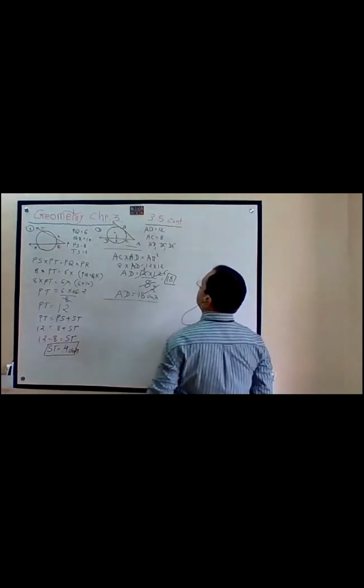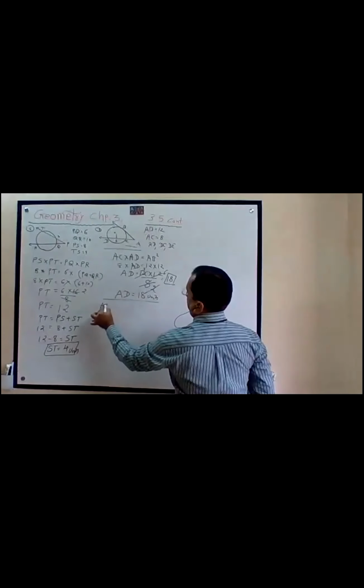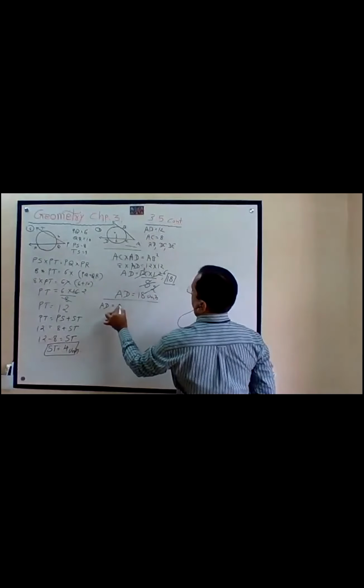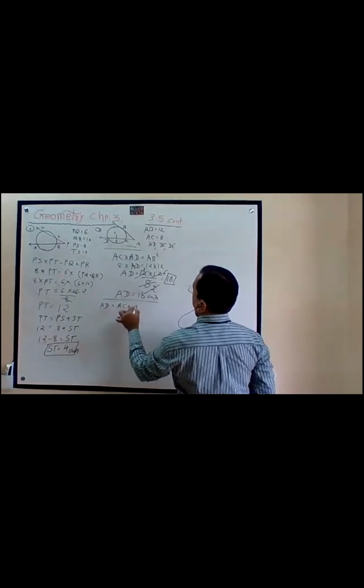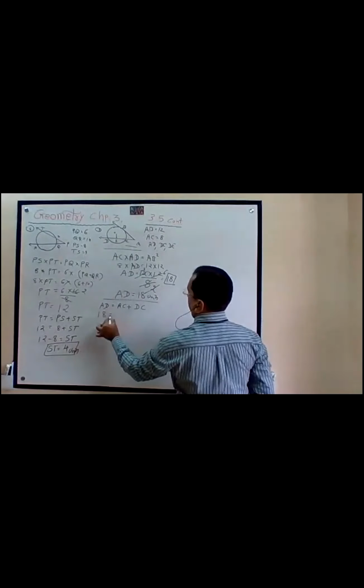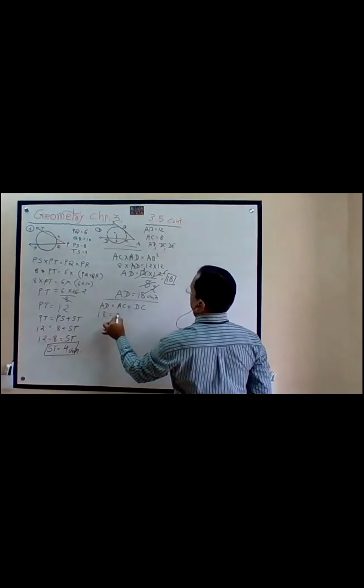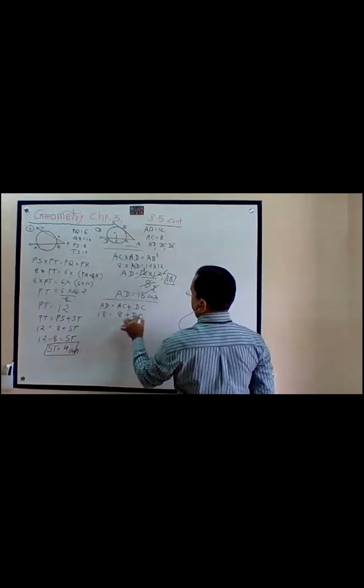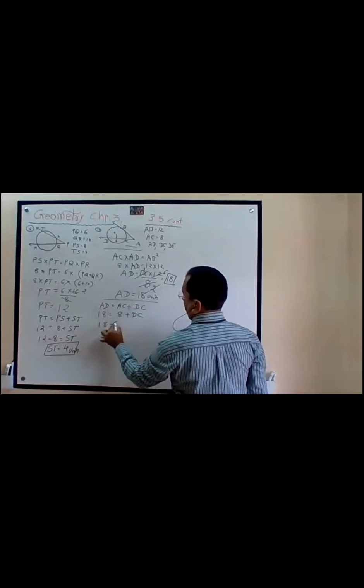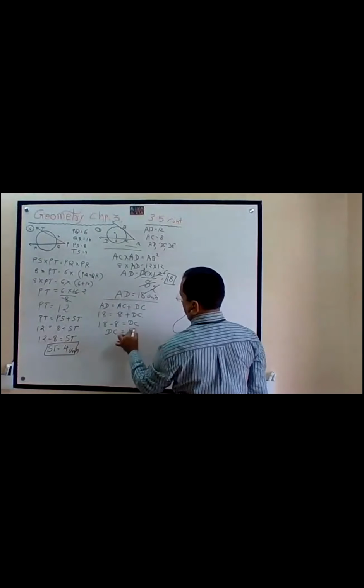Now AD is equal to AC plus DC. This we got 18. AC it is given 8. DC question. 18 minus 8 is equal to DC. So DC is equal to 10.